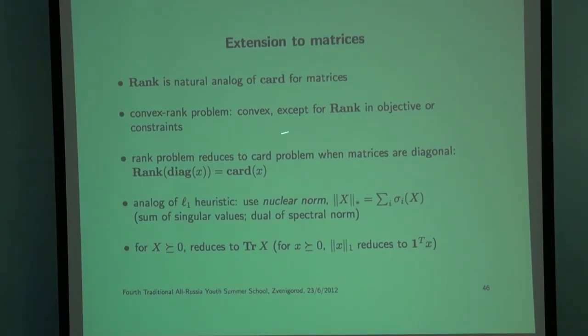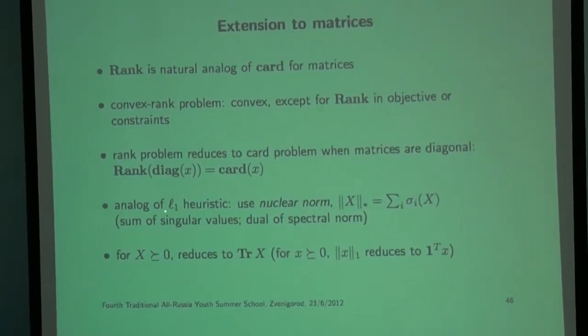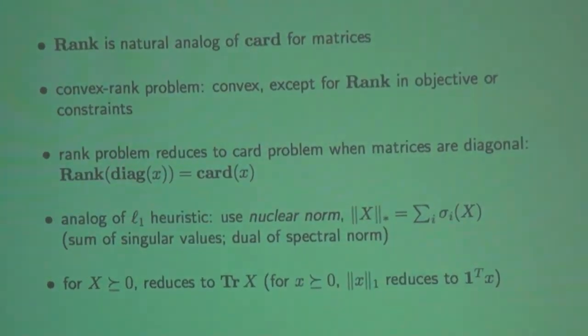Now, a convex rank problem is the same thing, except you have rank. And if you have diagonal matrices, well, the rank is the cardinality. And the analog of the L1 heuristic is the dual of the spectral norm. Instead of the maximum singular value, it's the sum of the singular values. It's this.